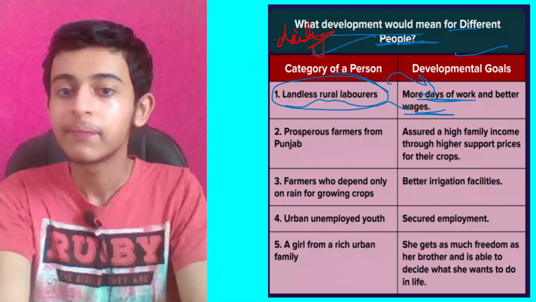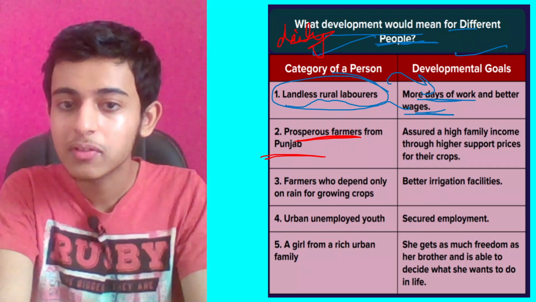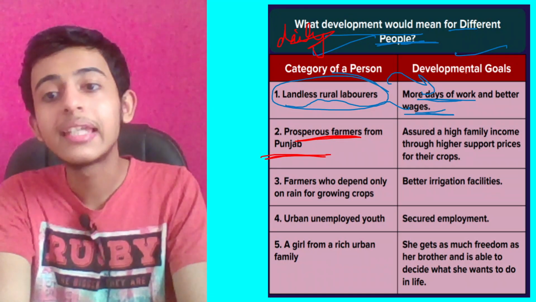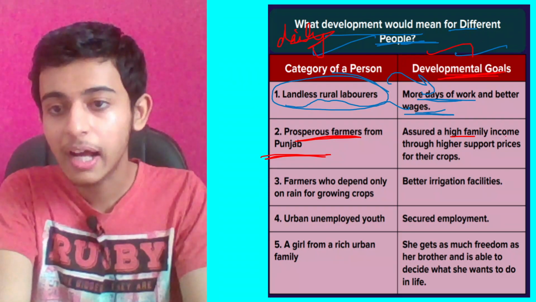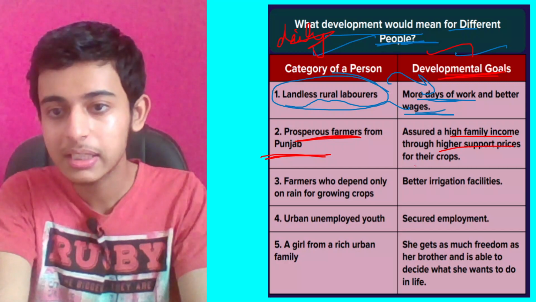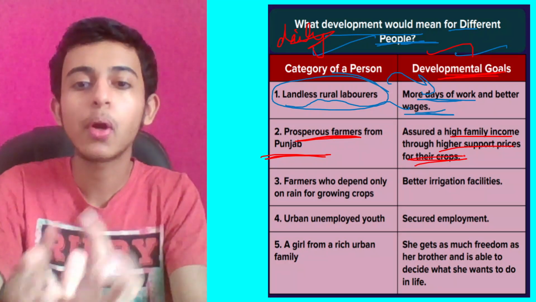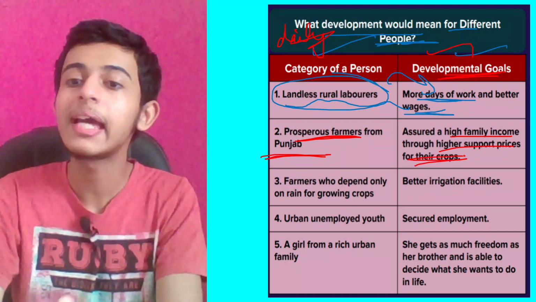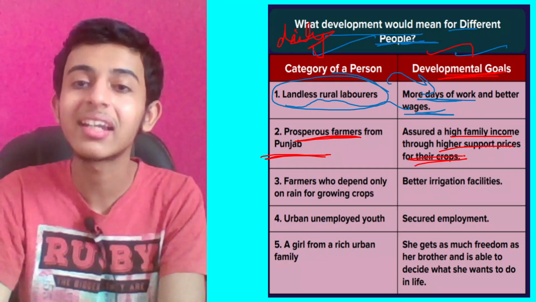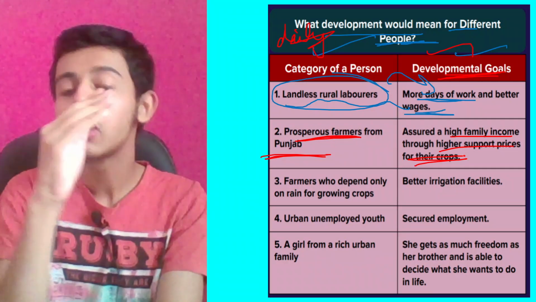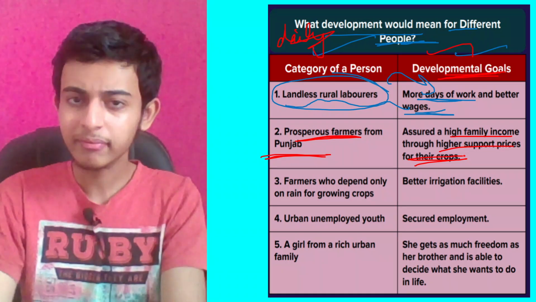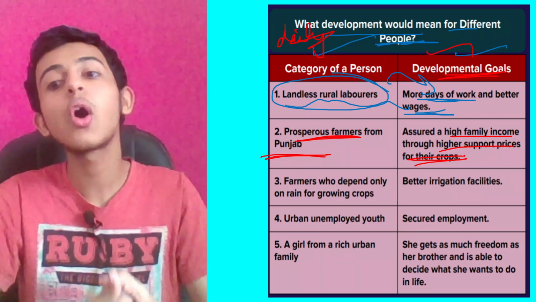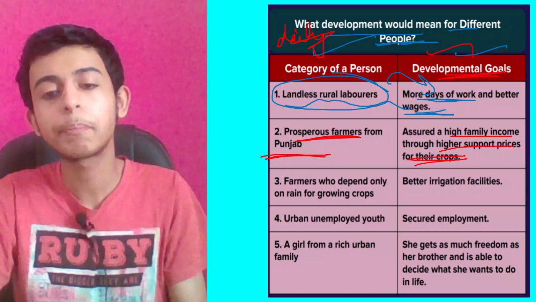You know that. Talking about prosperous farmers from Punjab. Now, what would their development goals be? उनके लिए development क्या होगा? Assured a high family income through the higher support prices for their crops. So, for prosperous farmers from Punjab, their goals are going to be getting a higher income. जो income अभी है उससे थोड़ी और ज़्यादा, right? वो होना चाहिए. कैसे मिलेगी? If their crops are successful, so they want their crops to be successful.